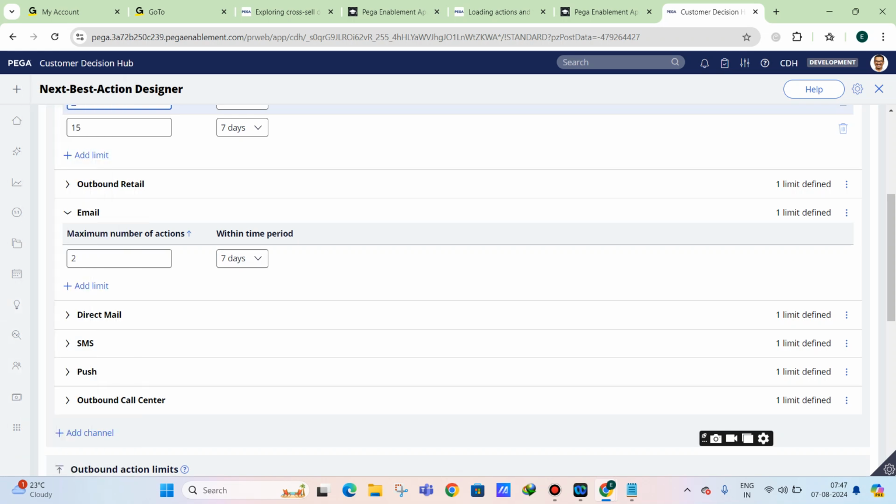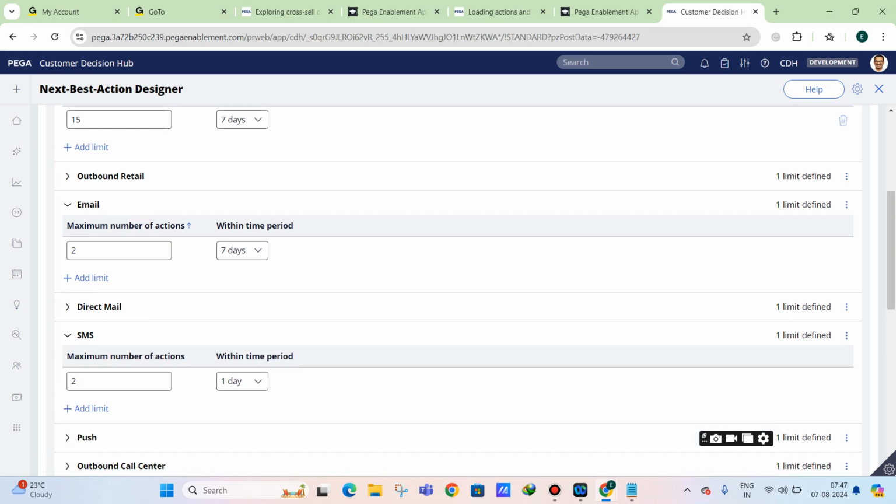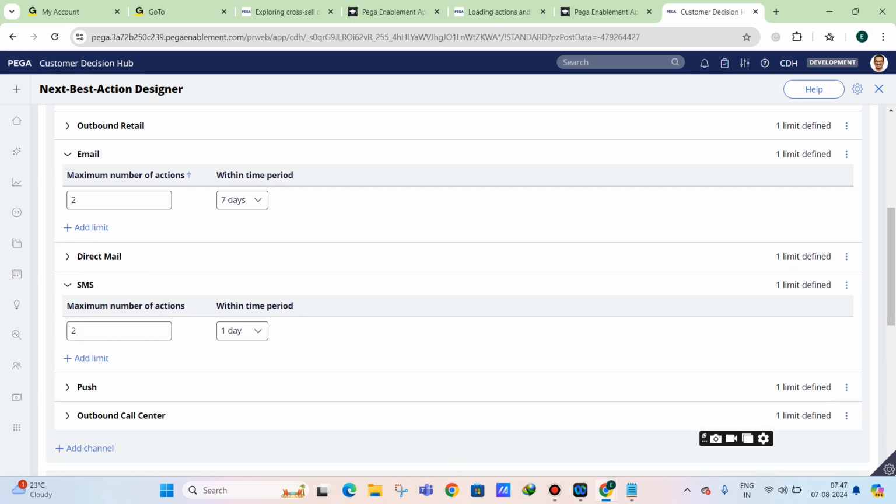Same way, for example, if you check the SMS, you have here 2 SMS per day. That means every day you can send up to 2 SMS. That's what we are doing here. So today you will send 2 SMS, again tomorrow 2 SMS, like that. You can send up to 2 SMS per each customer. Okay, that's the thing. Got it?